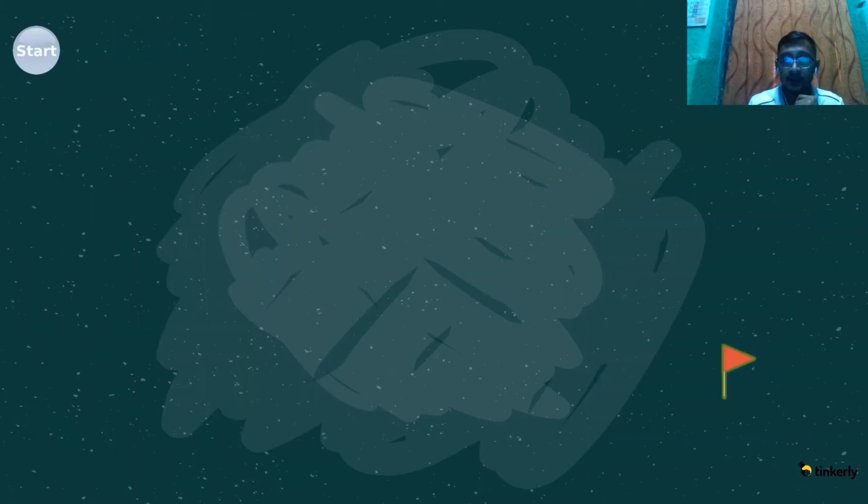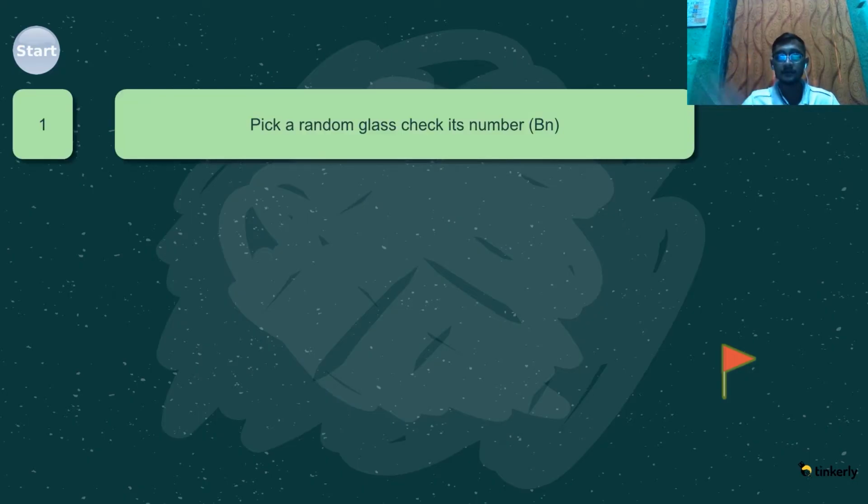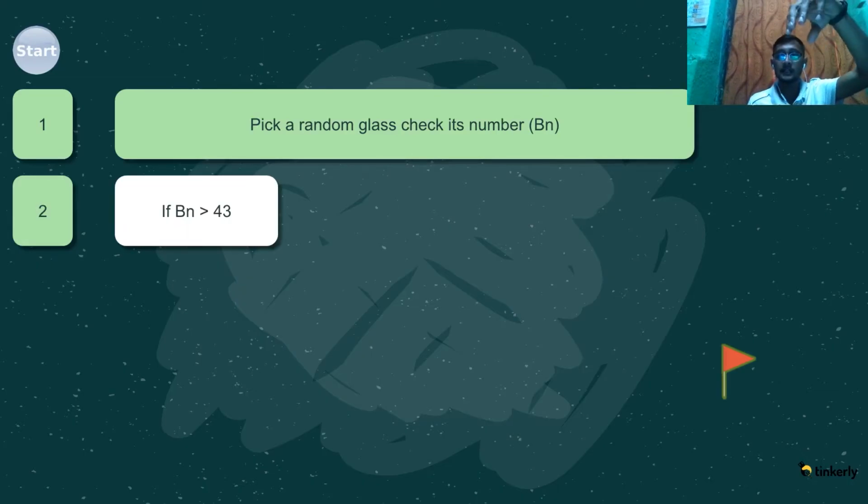Then what is the algorithm or what is the process? So first you have 10 glasses with balls. Start, pick a random glass. Step 1 is we pick a random glass and check the number. Okay, then the second step, we check whether the number is greater than or less than 43.